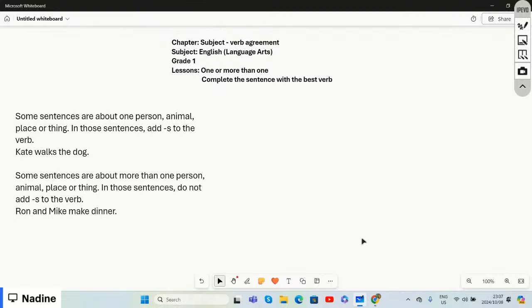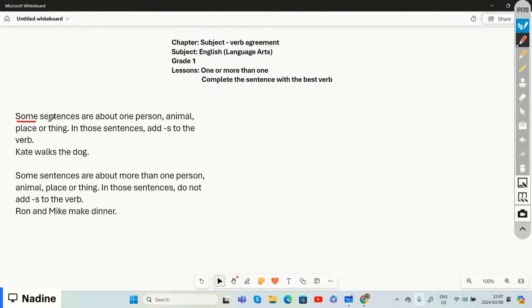So when it comes to our subject verb agreement, some sentences are about one person, one animal, one place, one thing, and we call that singular subject.